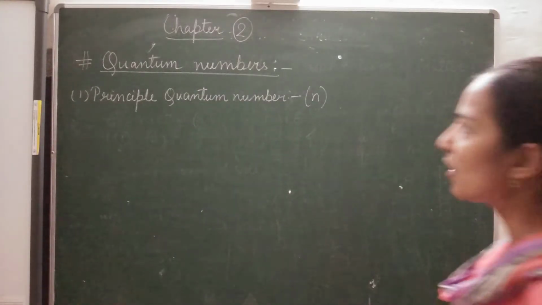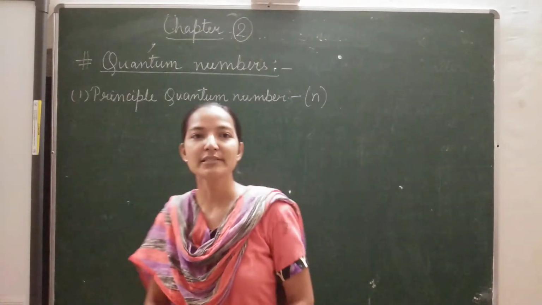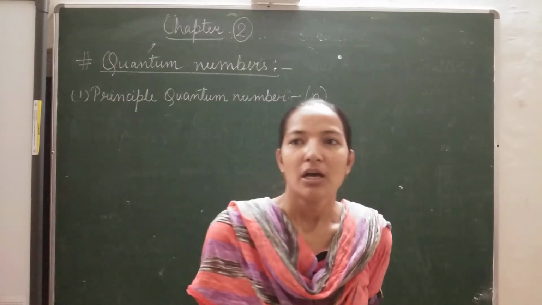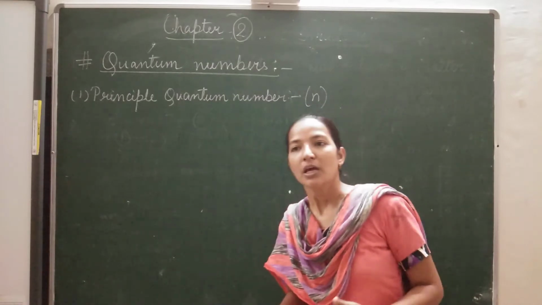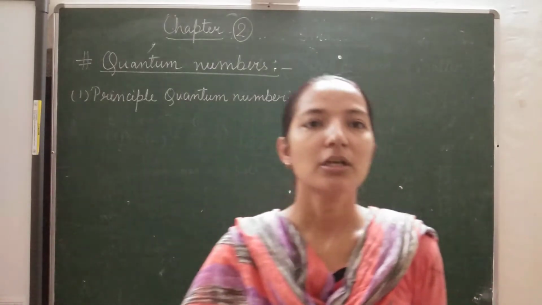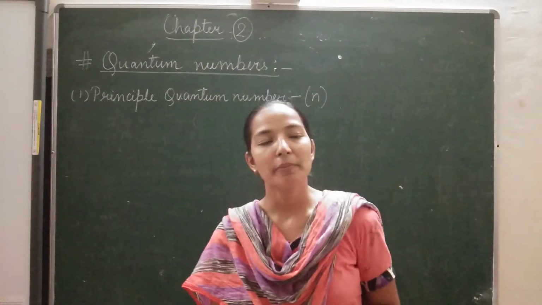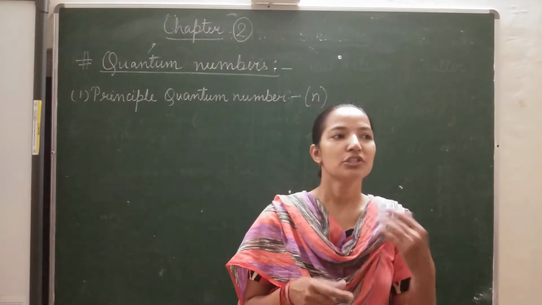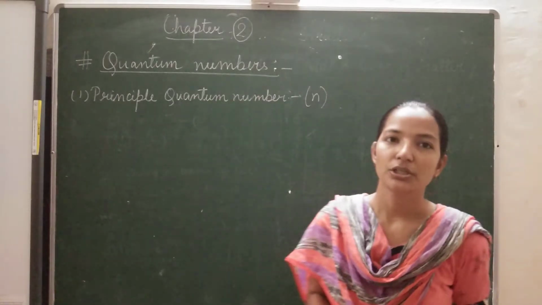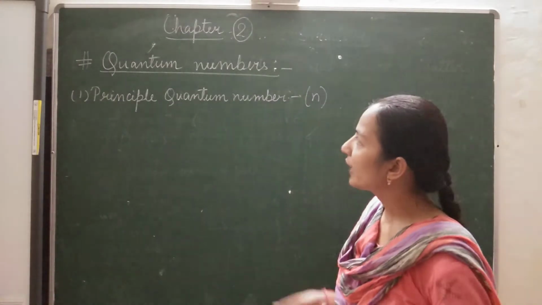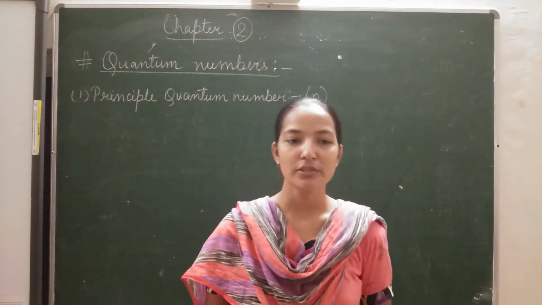Now students, the next topic is the quantum numbers. What are quantum numbers? Actually these are the numbers which give us information about the complete address of an electron in an atom, that is, in which orbit, in which orbital, in which form the electron is present in an atom, and what is the energy of the electron. So there are four types of quantum numbers which give the value of the complete address of an electron.